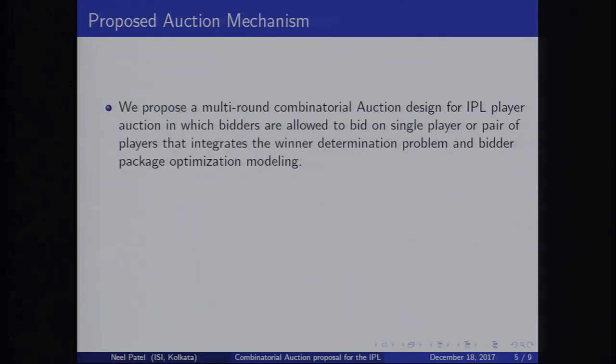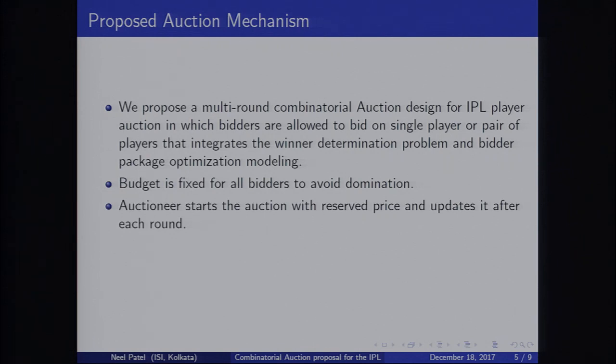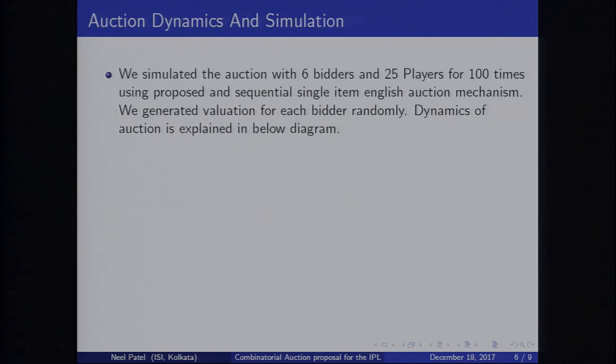Here is the proposed auction mechanism. The bidder can bid on a single player or a pair of players. We have fixed the budget to avoid domination. The auctioneer starts with some reserve price, and will update the reserve price after each round.